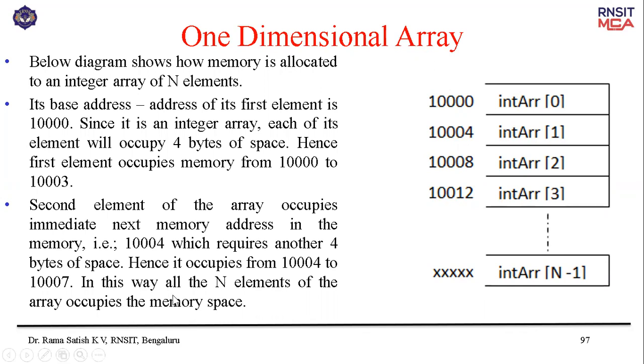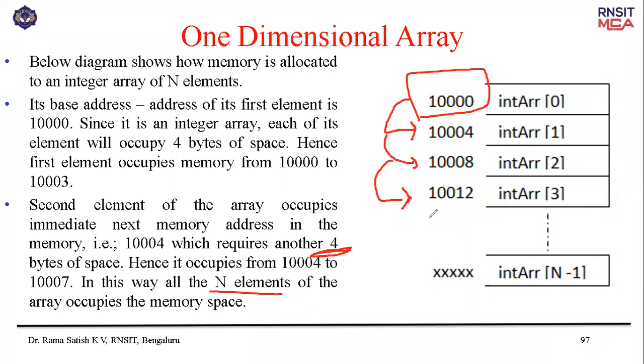Suppose you have an array of size n, so n elements. This is the base address, 1000 is the base address, and these elements are of the integer type, which can hold 4 bytes. So the next array element will get 1004, next will get 1008, next 1012, similarly up to n minus 1. Since we have started the index at 0, we'll end at n minus 1.